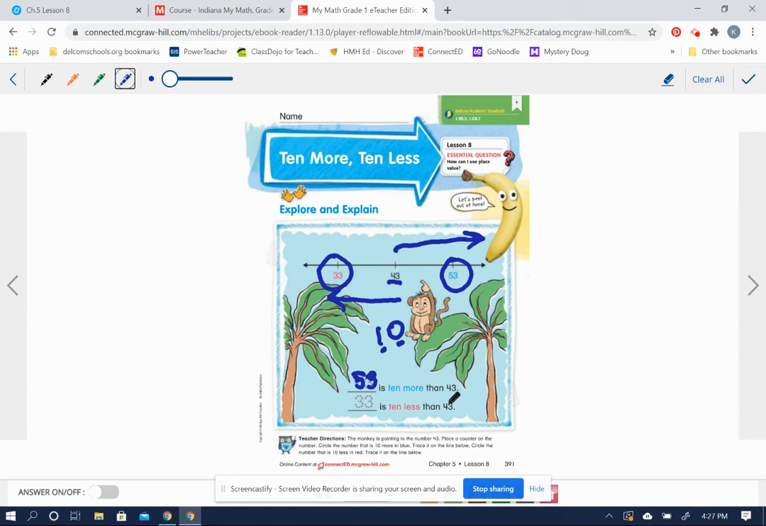So if we're asking what is 10 more than 43, one more 10 from 4 tens would be 5 tens, 53. And if we are subtracting to find a number that's 10 less than 43, we would be subtracting the 1 for the tens place. So 4 minus 1 equals 3. So 33 is 10 less than 43. All right, let's turn the page.